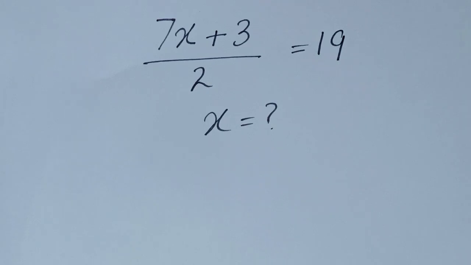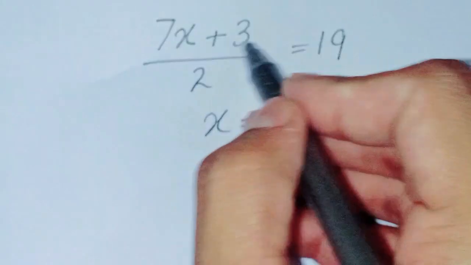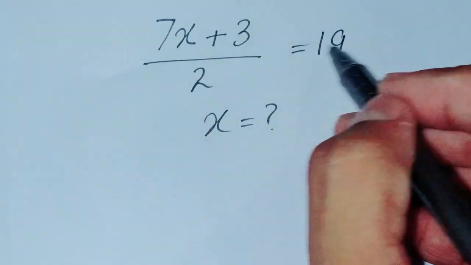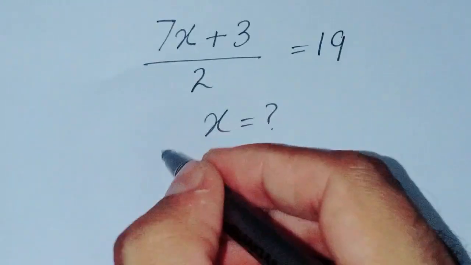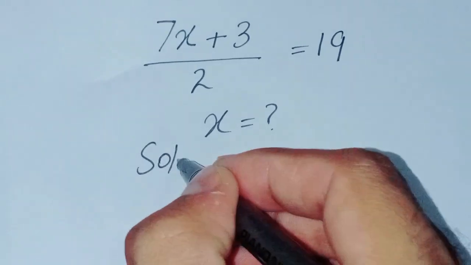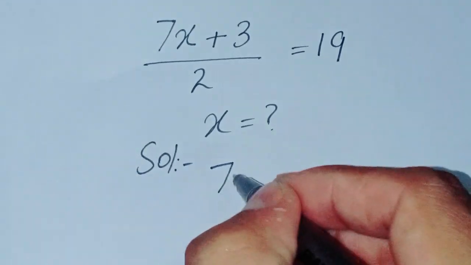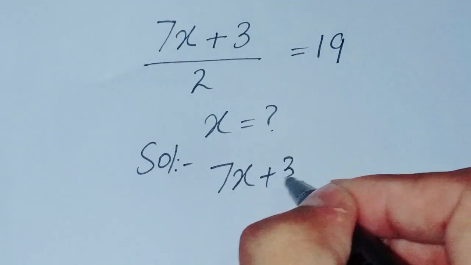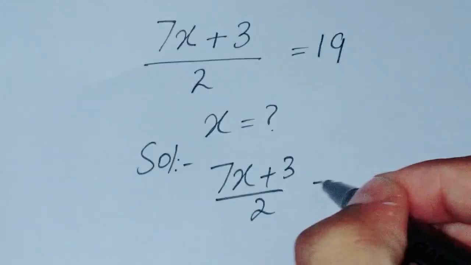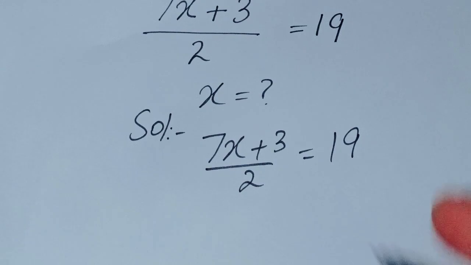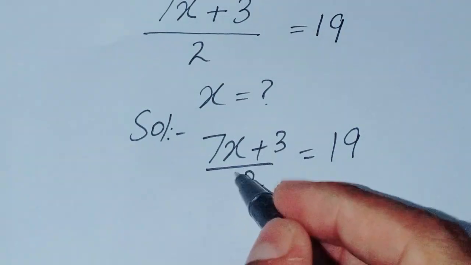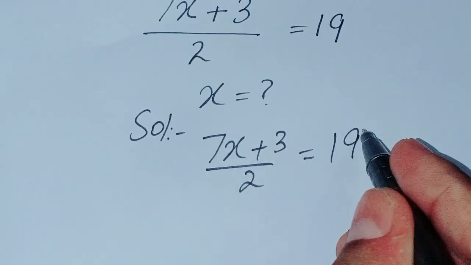The question is (7x + 3)/2 = 19. Then find x. The solution is (7x + 3)/2 = 19. So multiply by 2 on both sides.